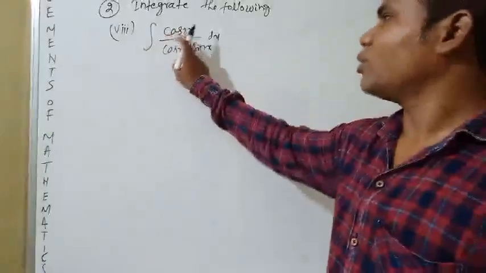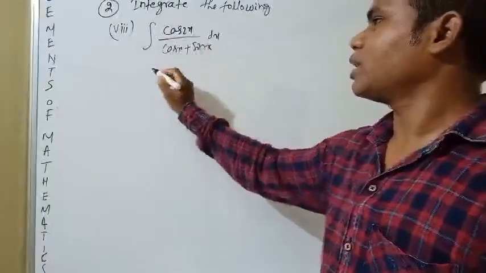This is Element of Mathematics exercise 9A, question number 2, part 8. The question is: integrate the following, the integration of cos 2x by cos x plus sin x dx.